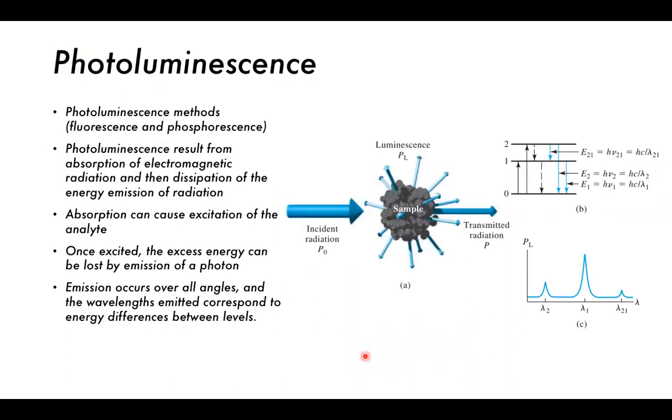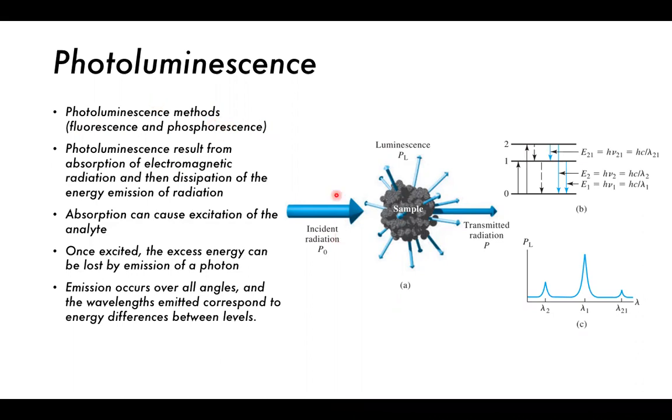Photoluminescence then, so this is another form of measurement using electromagnetic radiation. Photoluminescence methods include fluorescence and phosphorescence. These are different from emission, where emission just looks at the light that comes from a sample. Here, we're first exciting the sample, so we're getting an absorption event happening. And then after that, we're measuring the light which is emitted after the absorption, so during the relaxation process.